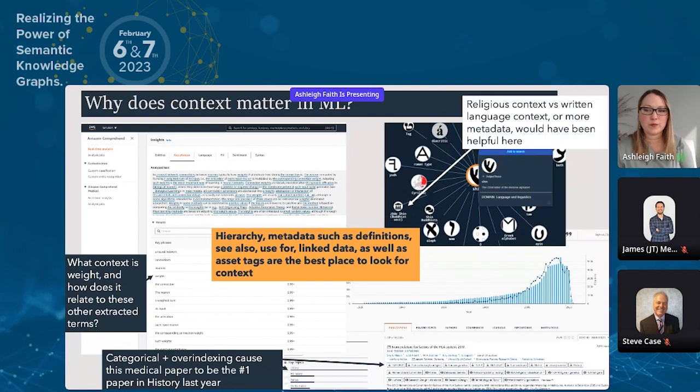And then the other here is religious context versus the written language context of Jodo Scene. That is something where the metadata would be helpful to understand the context of this specific thing in a knowledge graph. So adding in that context is going to help the machine get better at what it does.